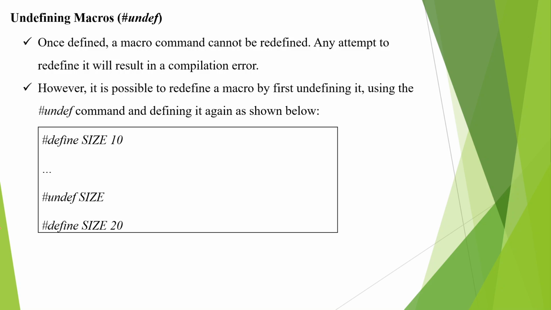So with some size, initially you want size as 10, and later at some point you want the size as 20. So in the meantime, you can undefine and once again you can redefine. To undefine we use undef. Okay, for undefining a macro, we use the undef keyword.